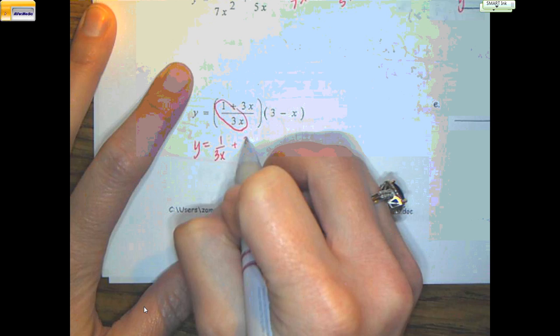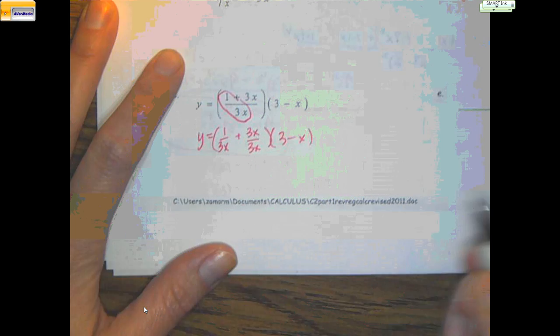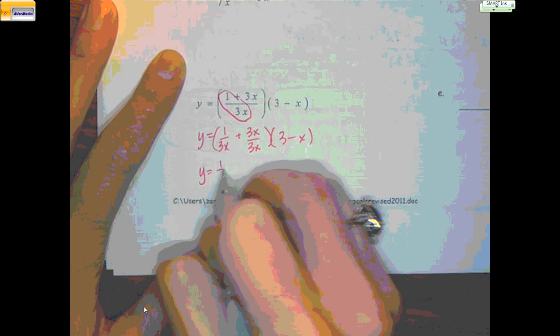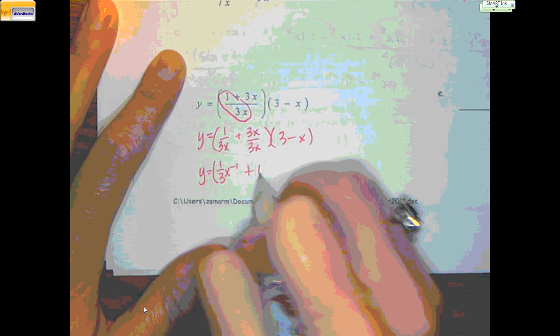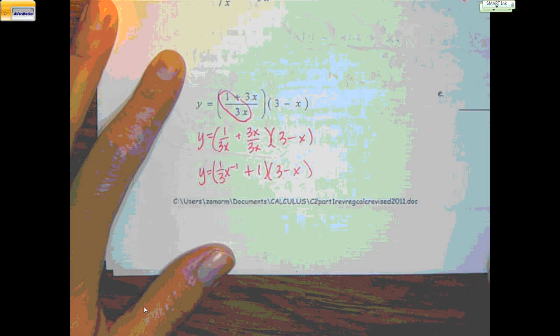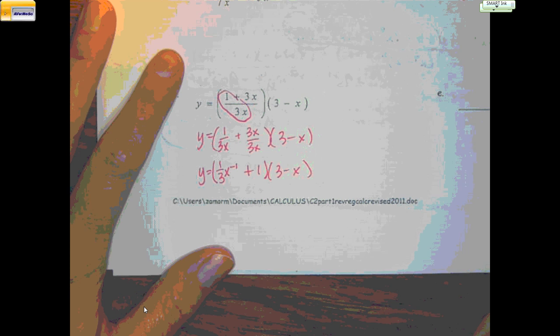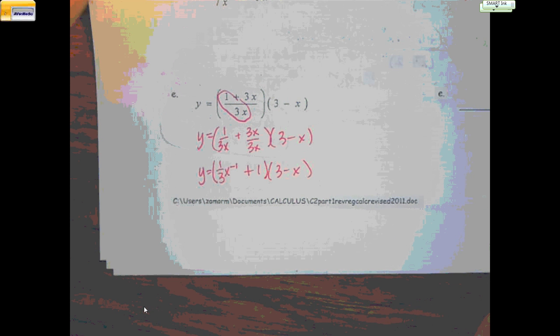The last one, you need to use product rule, but there's a problem with this guy on the left. I would break that apart and rewrite that. It will make your life so much easier. So I would rewrite this guy as one over 3x plus 3x over 3x. And then you can fix it again so that you have 1/3 x to the negative 1 plus 1 times 3 minus x. And then apply your product rule. Or distribute and then do your power rule, which is probably faster actually.